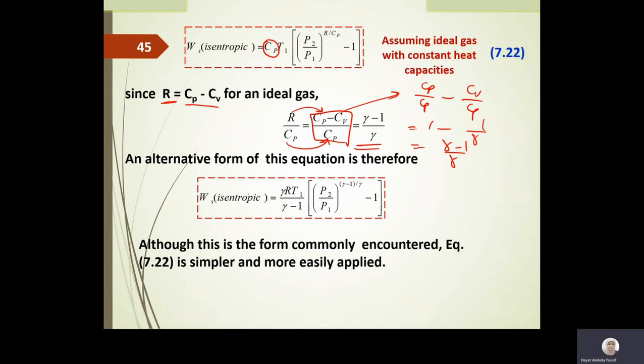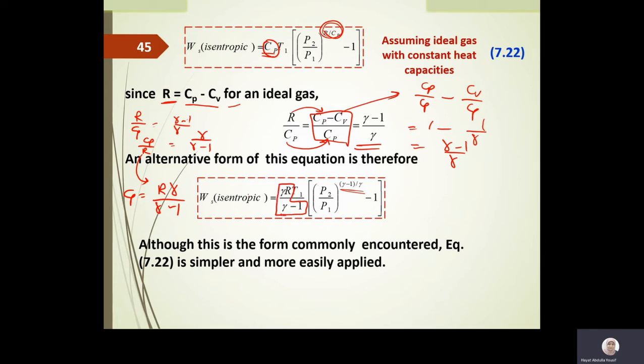And why did I do this? Because now I can replace R over Cp that is here with gamma minus 1 over gamma. And I can remove that Cp. Based on what I have here, R over Cp is equal to gamma minus 1 over gamma. It means Cp over R is equal to the inverse, gamma over gamma minus 1. In other words, Cp itself is R into gamma over gamma minus 1. And this is what I did here: I removed Cp and I put instead of it R into gamma over gamma minus 1.